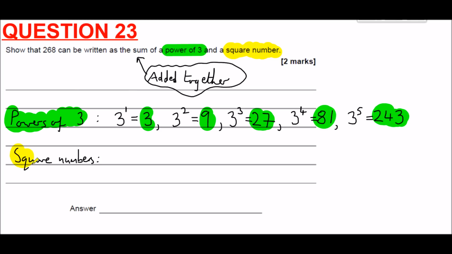Let's now think about the square numbers. And what we're hoping will happen is that the square numbers, when I add it to the power of 3 above, will come up to 268 at some point. So the first square number is 1 squared, which is 1. The next square number is 2 squared, which is 4. You should really know square numbers quite well up to 10 squared, but if not, check on your calculator if you're not sure. 3 squared means 3 times 3, which is 9. 4 squared means 4 times 4, which is 16. 5 squared means 5 times 5, which is 25.